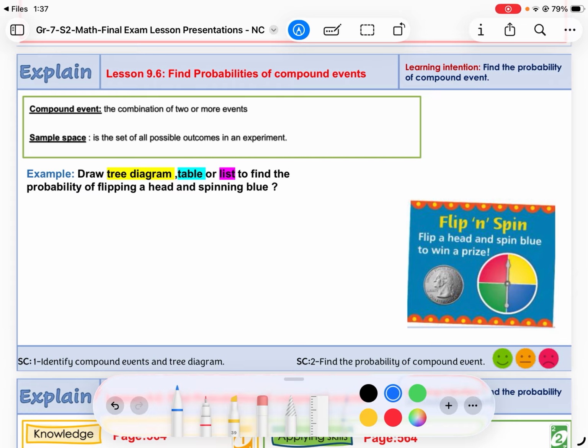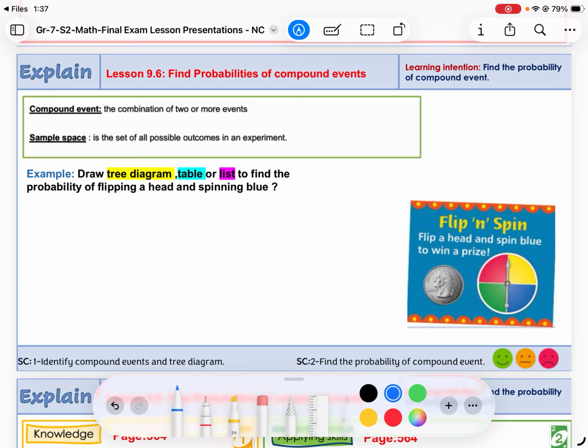If you want to win the prize, you have to get head and you have to get a blue color together. In order to find the probability for this event, what do we need to do? We need to draw a tree diagram. We need to find all the possible outcomes. How am I going to find all the possible outcomes?